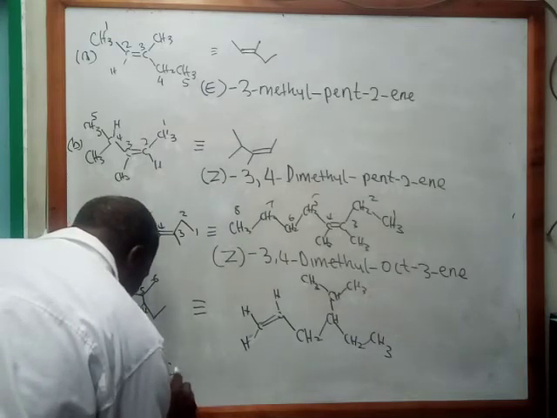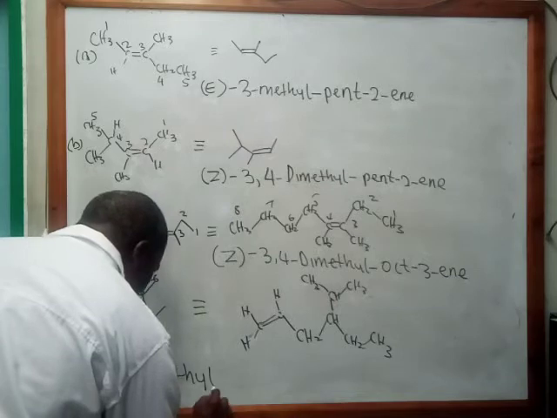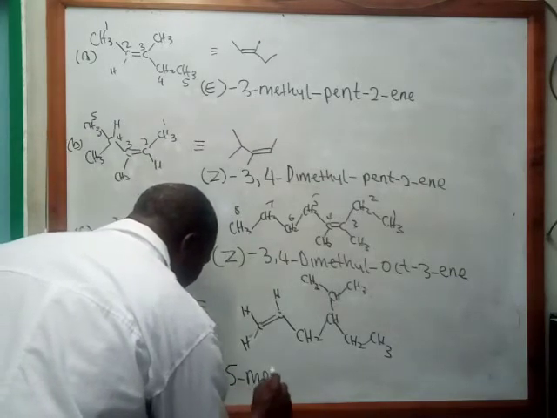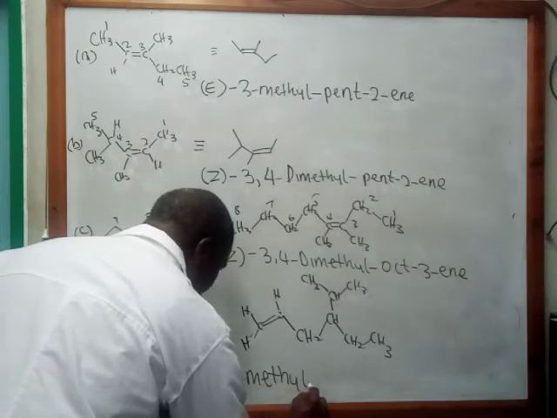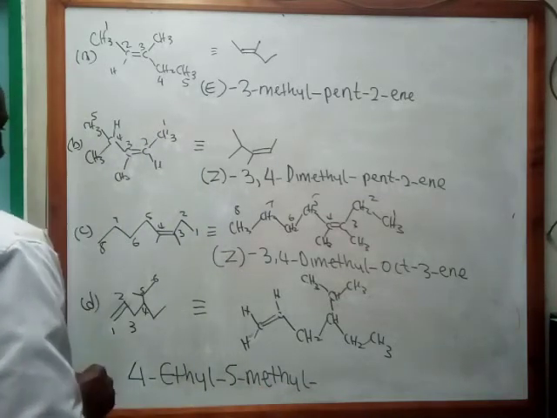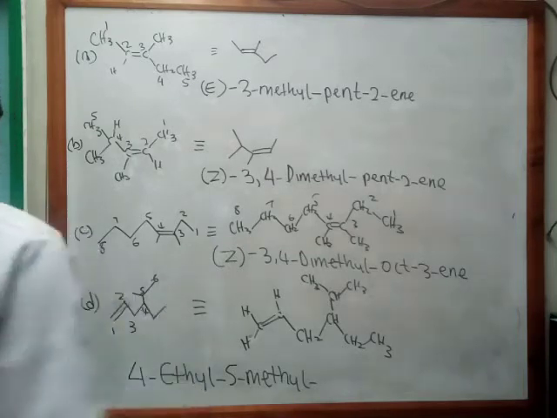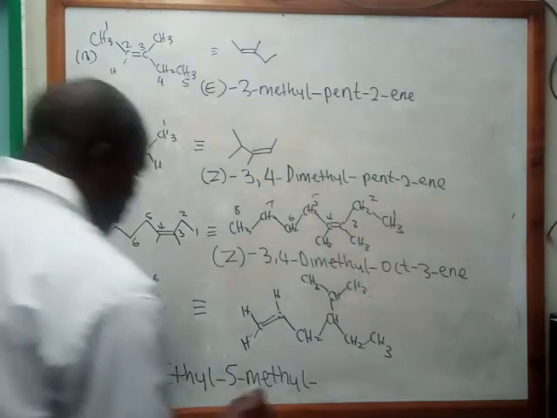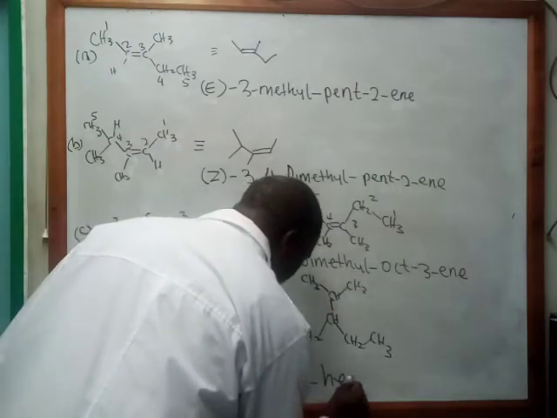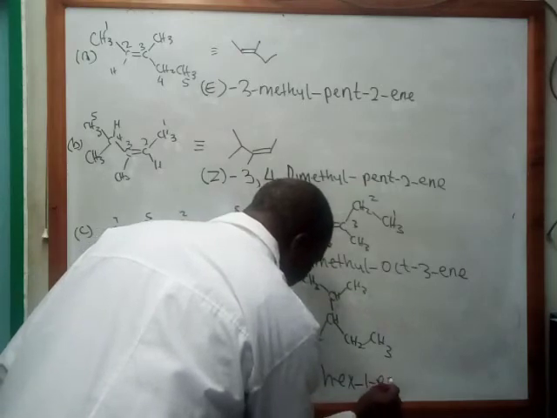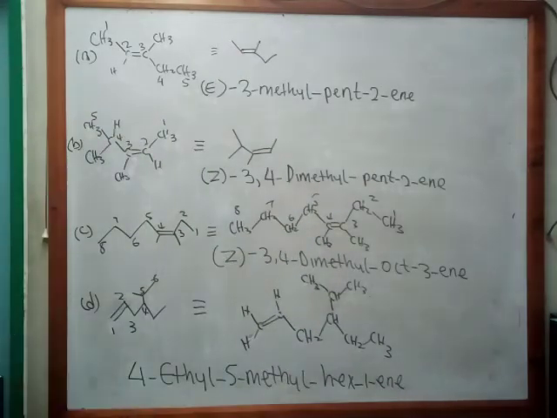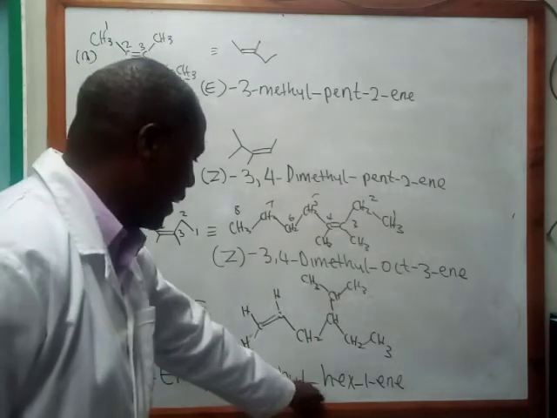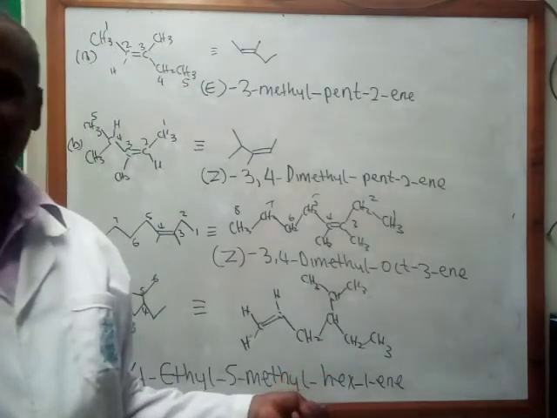dash ethyl and then a dash, and then I've got a 5 methyl and then a dash, and then it's a what? It is a hexene, and then it's a hexene with a double bond on carbon number 1. So I'm going to put hex-1-ene. And have you seen there is no stereochemistry? So it is 4-ethyl-5-methylhex-1-ene. Very simple.